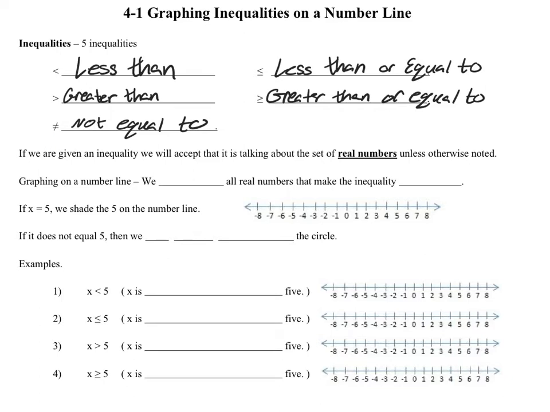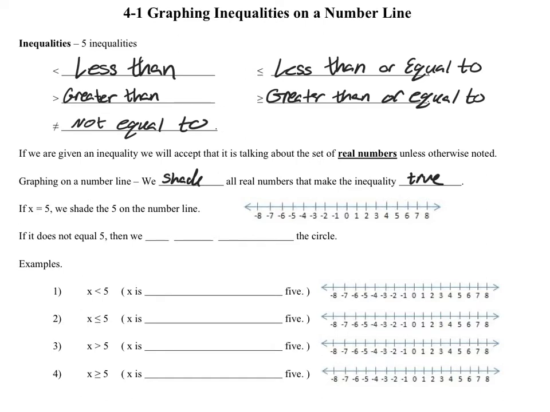Okay, so when we're graphing, we're talking about real numbers unless otherwise noted. So we're talking about numbers that can be plotted on a number line. So when we're graphing, all that we're really doing is we shade all the real numbers that make any given inequality true. So we need to remember a couple of things when we're doing this.